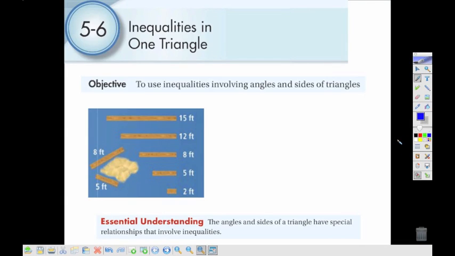In section 6, we're going to be looking at inequalities in triangles. We're just going to be looking at things happening within one triangle, and we're going to look at those inequalities involving angles and sides.